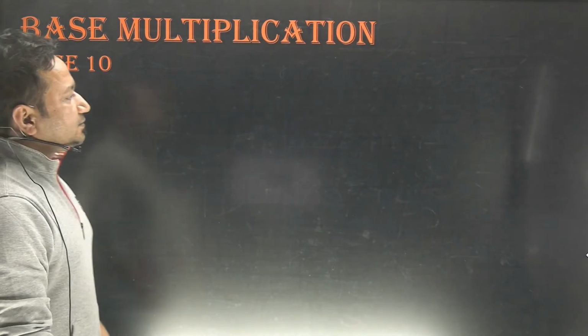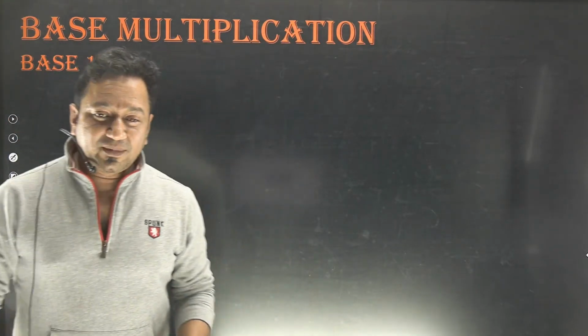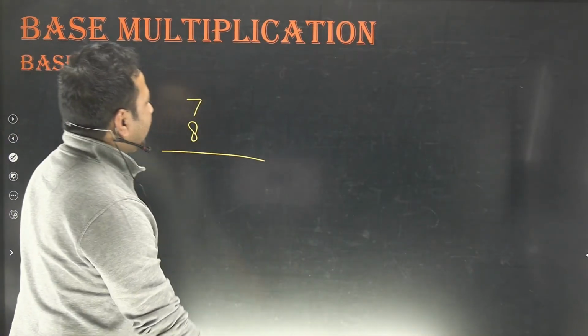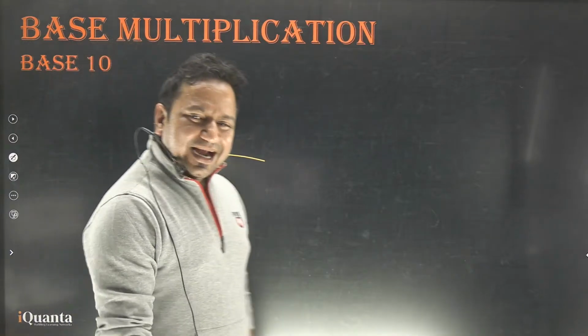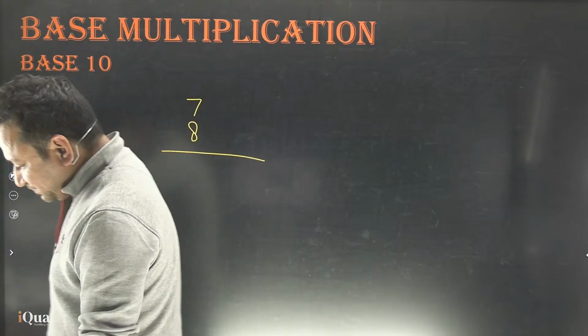Now, the numbers were close to 10, but at the very same time, they were greater than 10. What if the numbers are less than 10? For example, 7 multiplied by 8. And this is going to enlighten you. You will feel like, wow, probably you were waiting for this only.